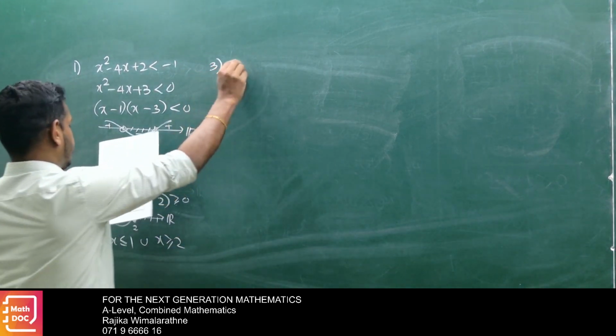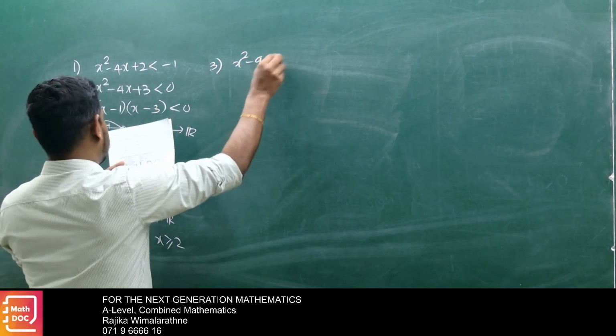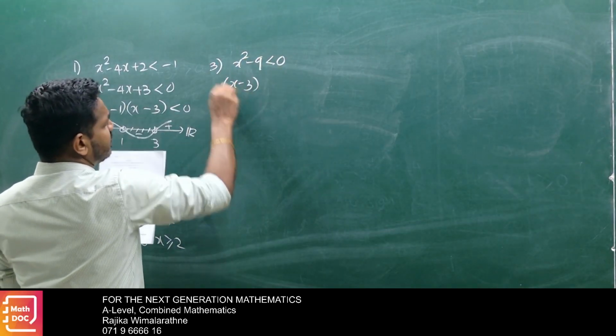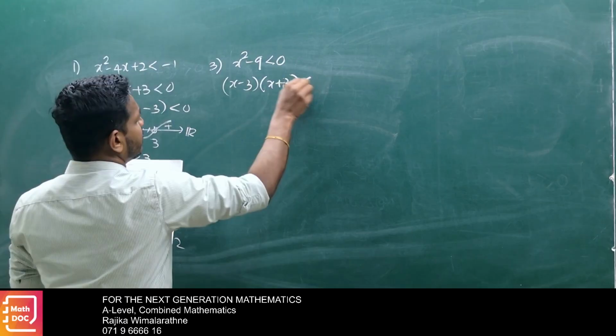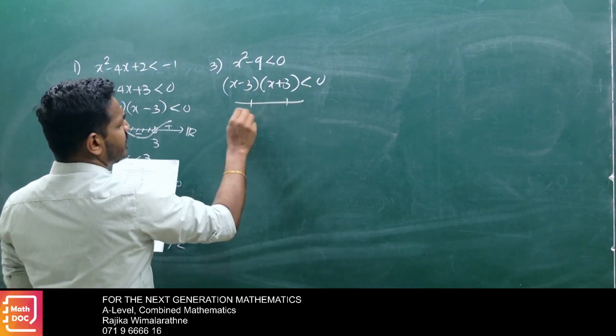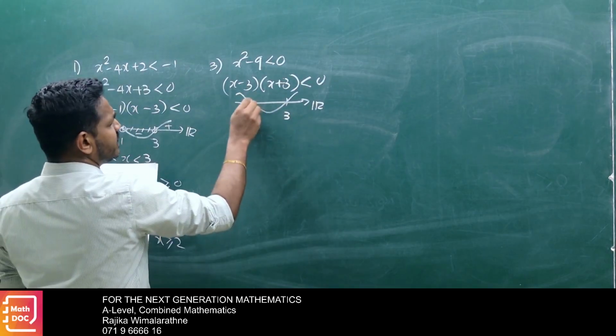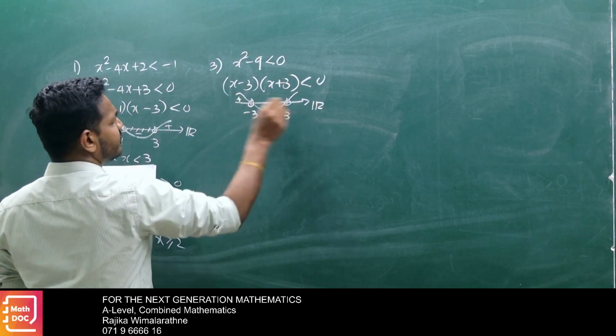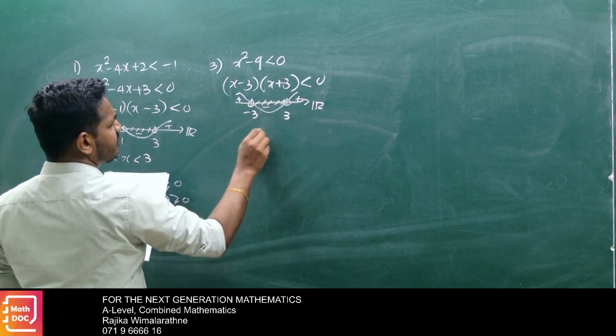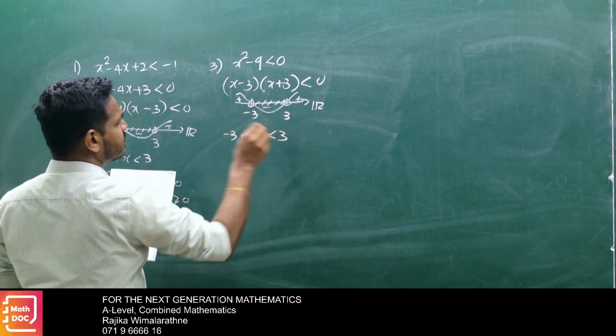3. x squared minus 9 less than 0. x minus 3, x plus 3. Then minus 3, plus 3 on the real number line. Negative region here. x in between minus 3 to plus 3.